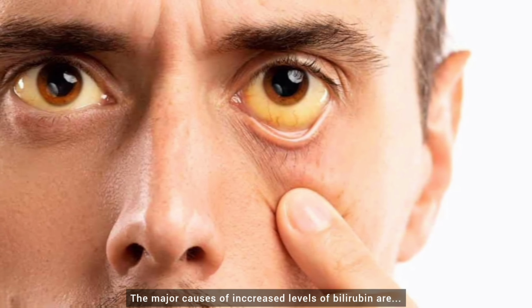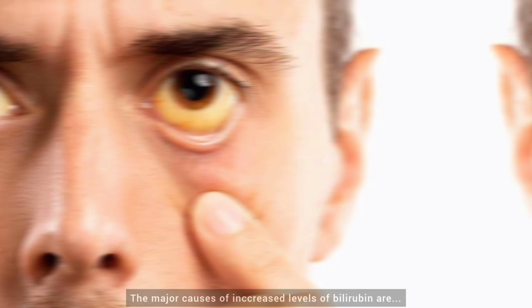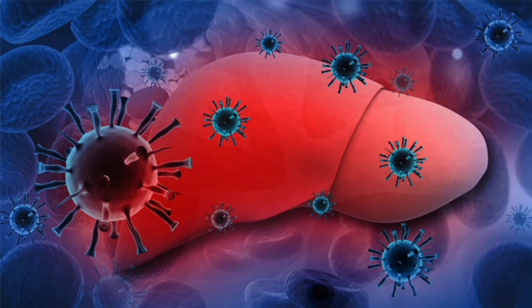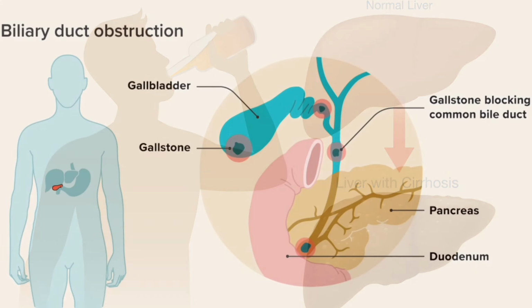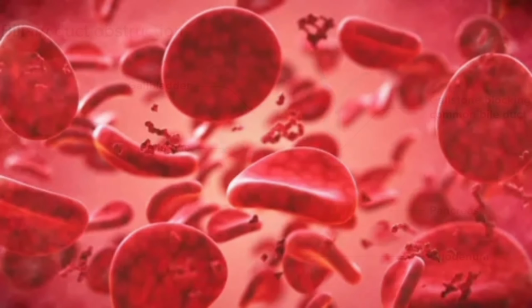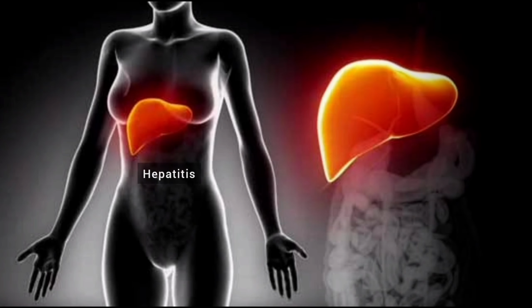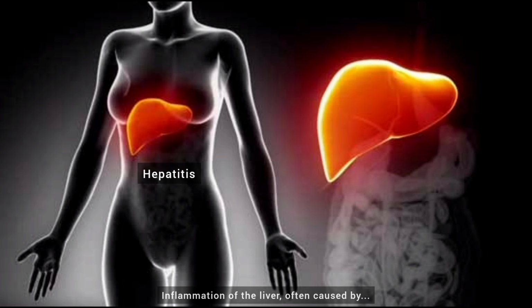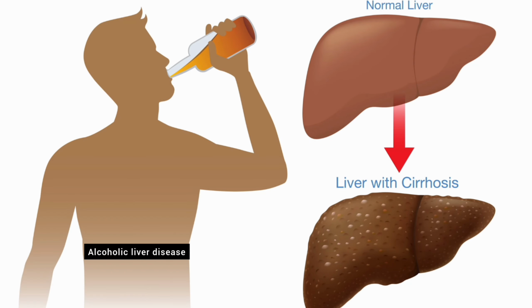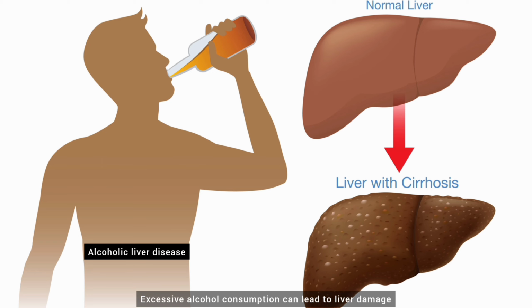The major causes of increased levels of bilirubin are hepatitis, alcoholic liver disease, obstruction of the bile ducts, and hemolytic anemia. In hepatitis, inflammation of the liver, often caused by viral infections like hepatitis A, B or C, results in excessive bilirubin levels. In alcoholic liver disease, excessive alcohol consumption can lead to liver damage and impaired bilirubin processing.